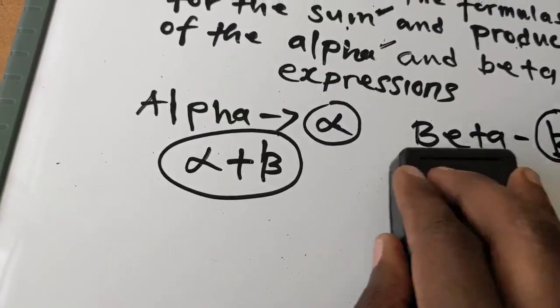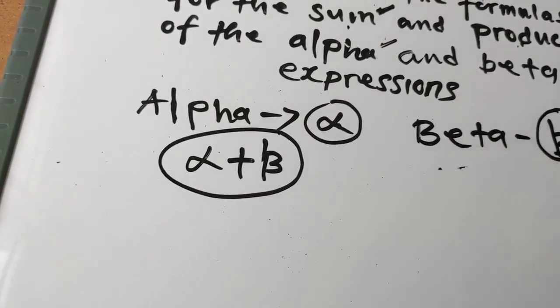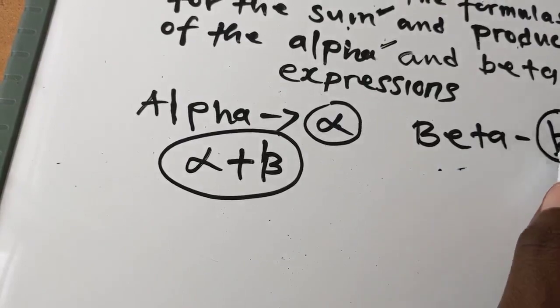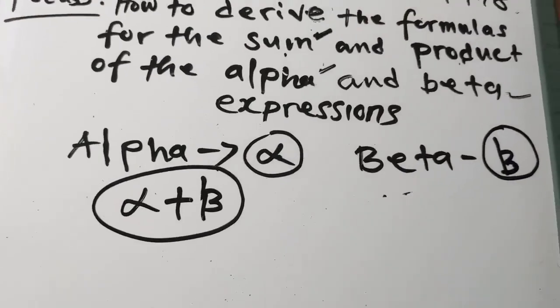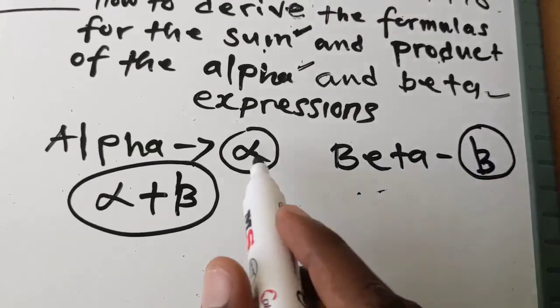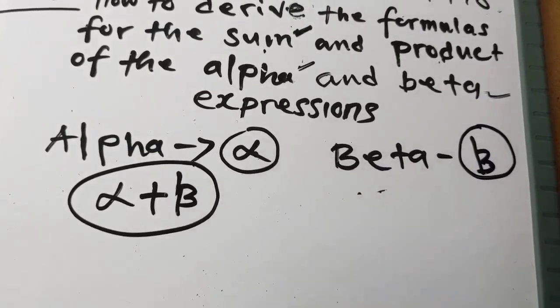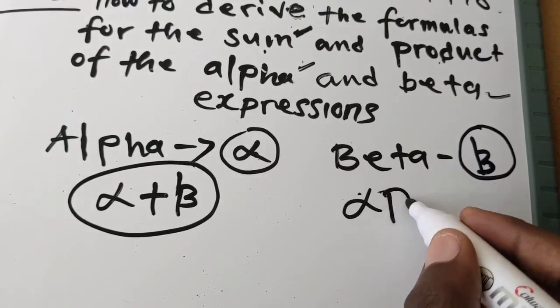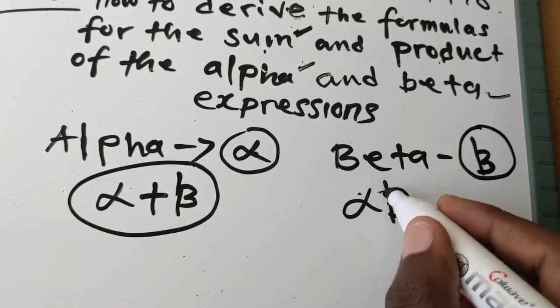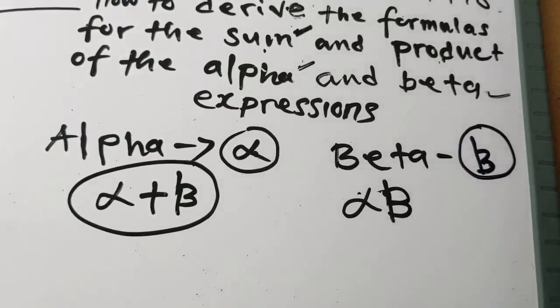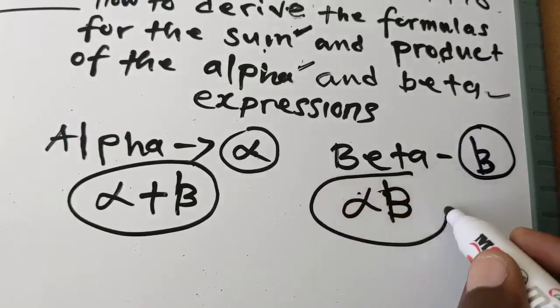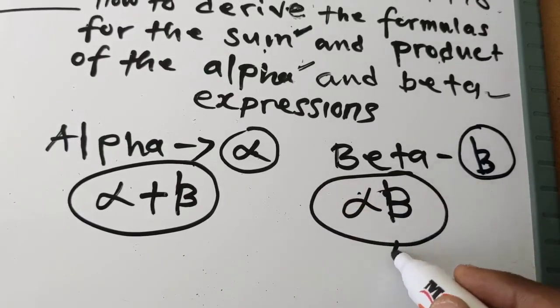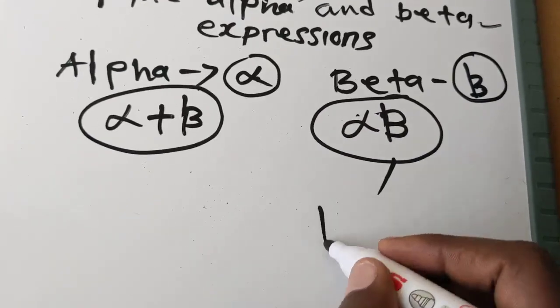Okay, so you must know the symbol for beta is this one, and the symbol for alpha is that one. For the product, I said that it is alpha multiplied by beta, like this. So this is the product.